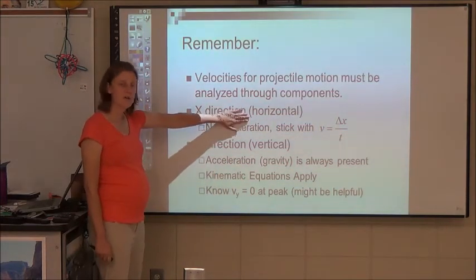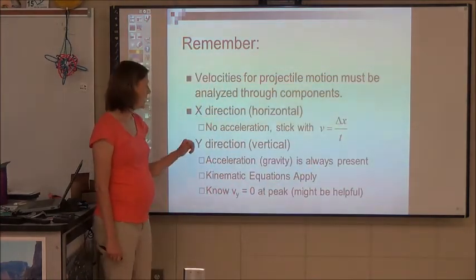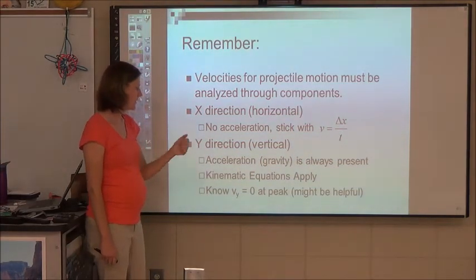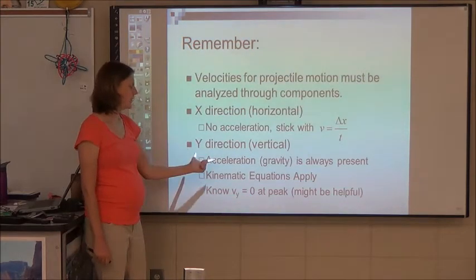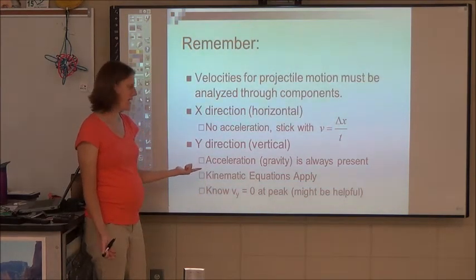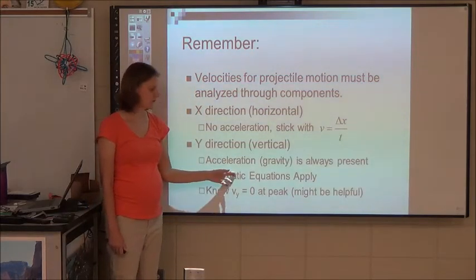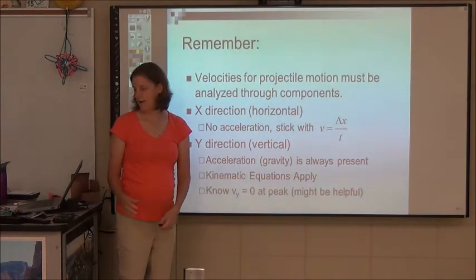For horizontal information, stick with velocity as displacement over time. For vertical information, then use your kinematics. Remember, trajectories are symmetrical. Remember, the acceleration that's there is gravity. And remember, you can use the kinematics, because those are your acceleration-based equations. And of course, the peak vertical velocity is 0.